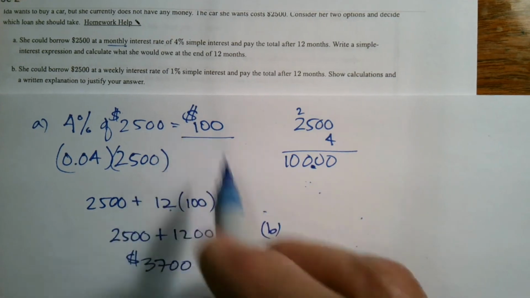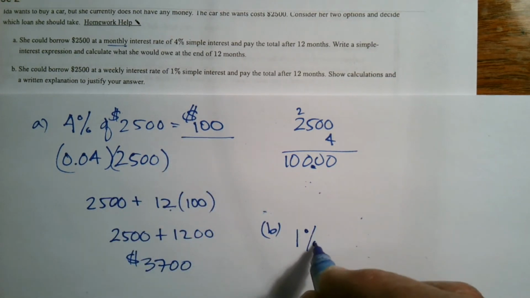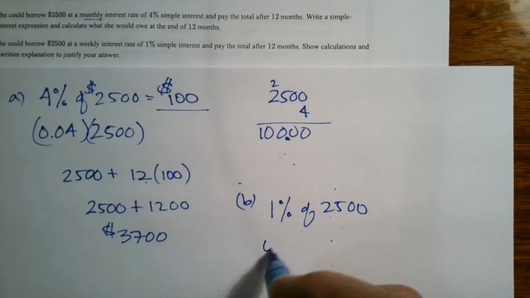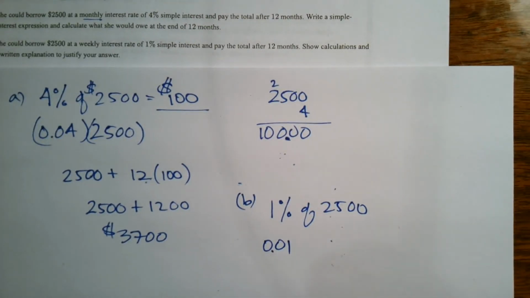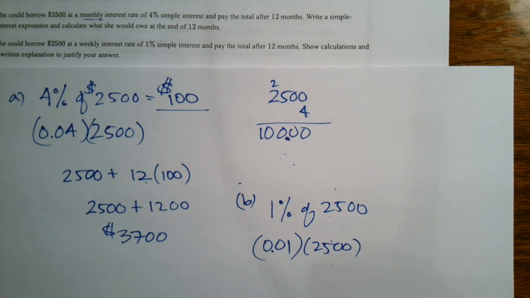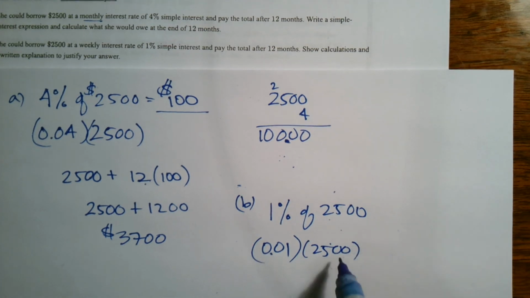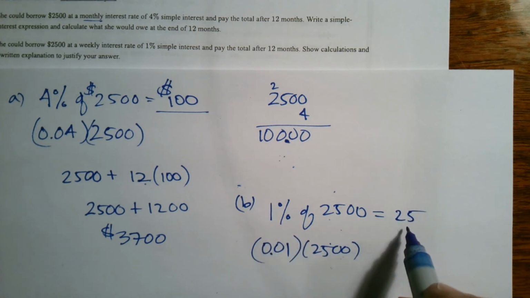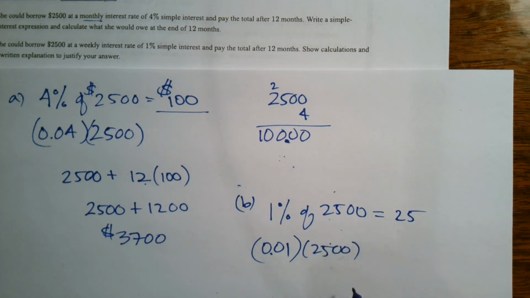At this point, again, we've got to figure out what is 1% of 2,500. Remember, 1% as a decimal multiplier is 0.01. I'm going to multiply that times 2,500. 1 times anything is itself, and then I just have to move the decimal place twice, which gives 25. So 1% of 2,500 is 25.